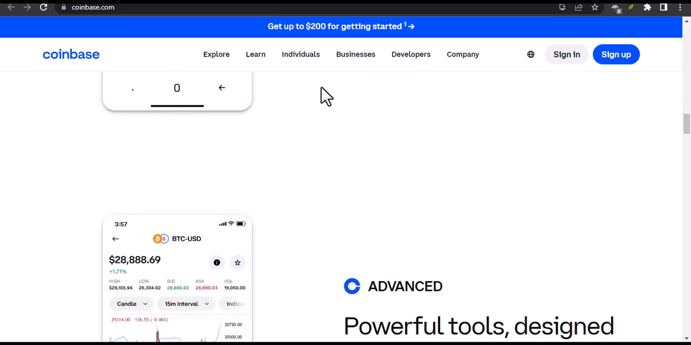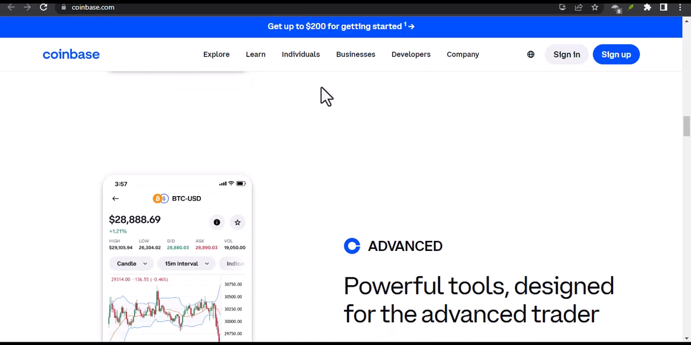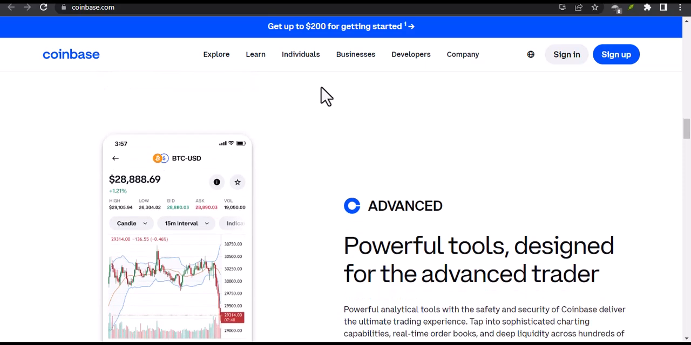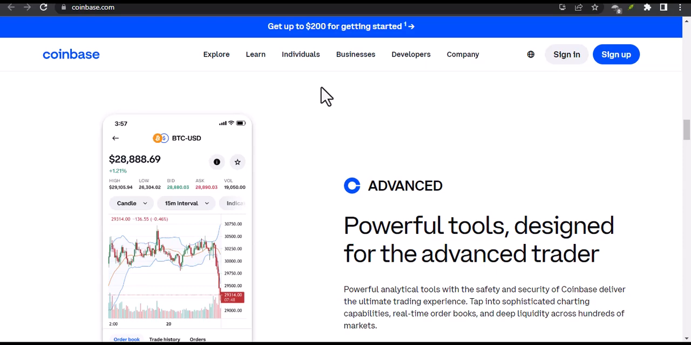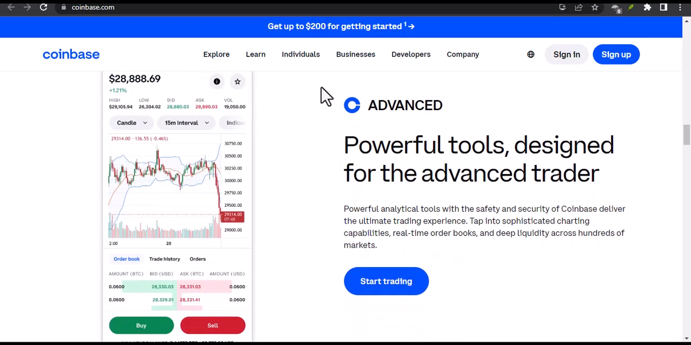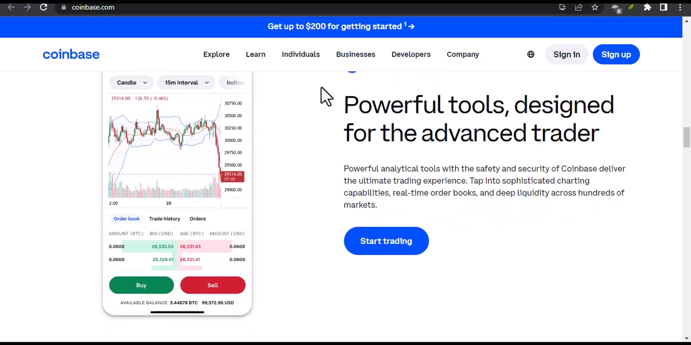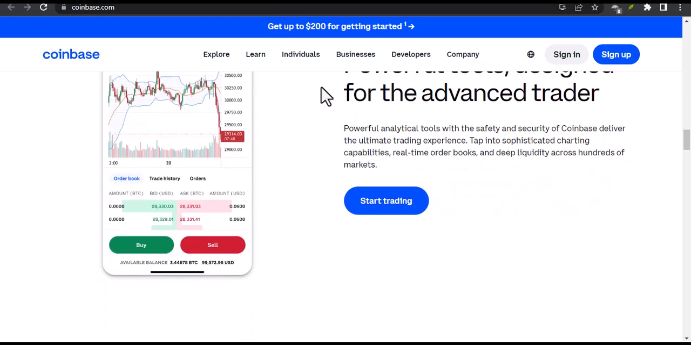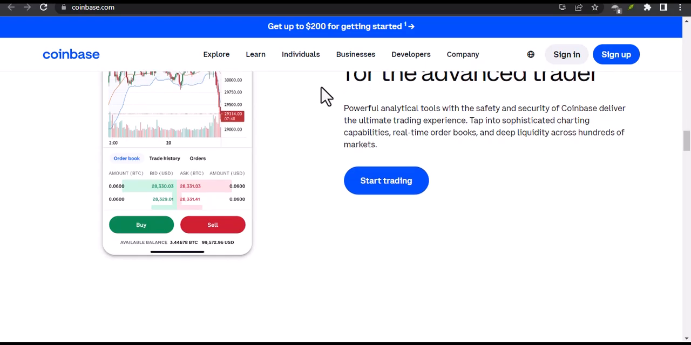Here's how to do it. Log into your Coinbase account. Click on the Wallets tab. Select Send. Enter the amount of USD that you want to withdraw. Select your bank account. Click on Withdraw. Your withdrawal will be processed within a few days.